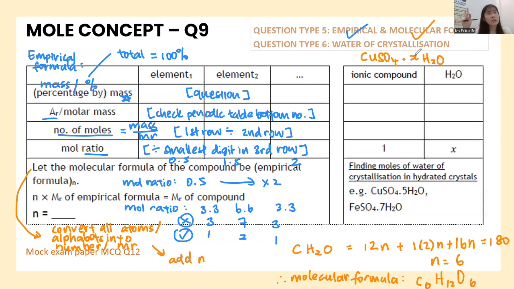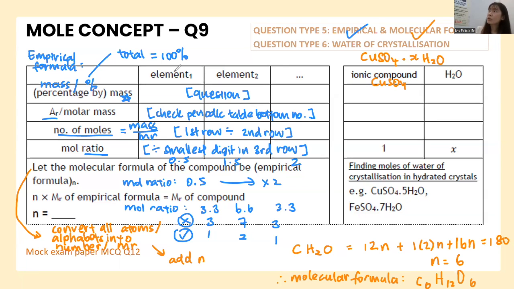So whenever you see such a question, solve for X for the water of crystallization, what you do is you draw back the same table, like the empirical formula table. On the left side, you put in your compound. So if it's copper sulfate, I'll put copper sulfate, and on the right side, I put water. So it's a bit different.